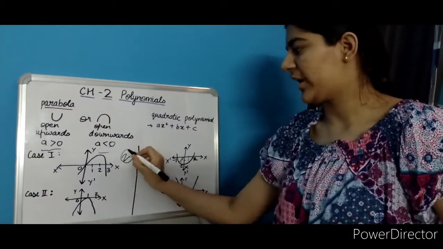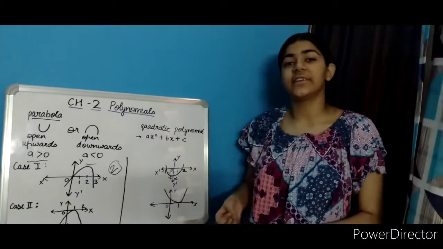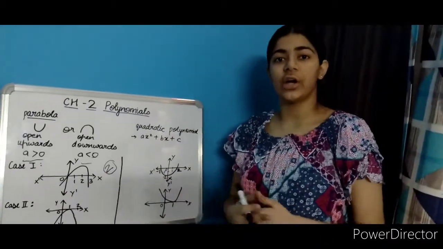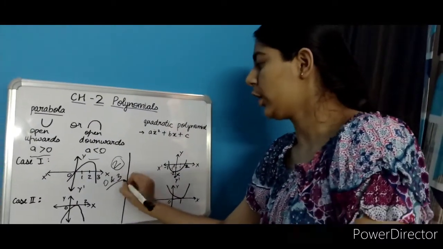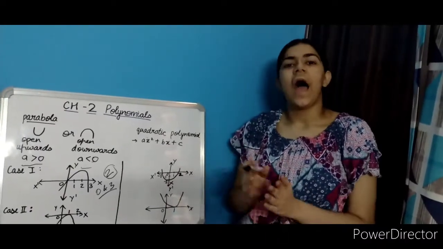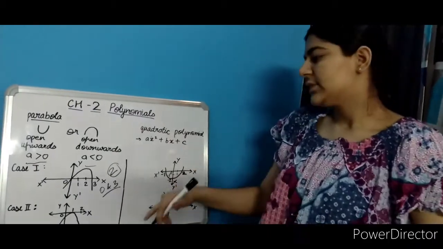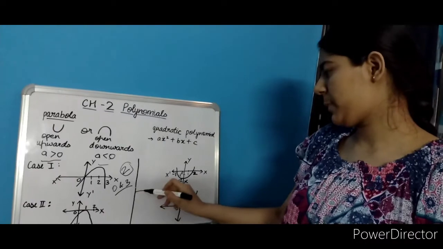Okay, 2 zeros. Why 2 zeros? Because it cuts the x-axis at 2 points. And what are the zeros? अगर ये आ जाए, so you'll say 0 and 3. You will write the number of zeros are 2 and the zeros are 0 and 3. So let's see now this one. This is case 1 only.